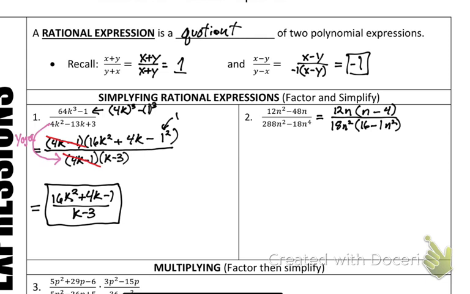And then you can break up the second part. I think you mean the 16 minus n squared, right? Because it's a difference of squares, right? This one right here is really 4 squared minus n squared, which is a difference of squares. So we can now rewrite this as 12n times n minus 4 all over 18n squared times the difference of squares says we're going to do 4 minus n, and we're going to do 4 plus n.